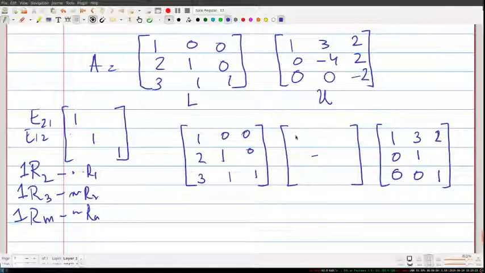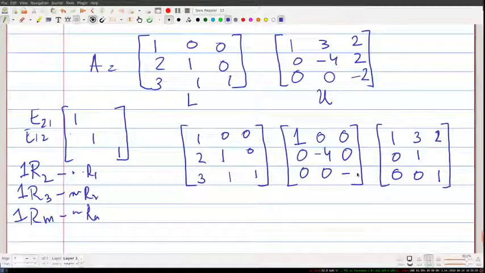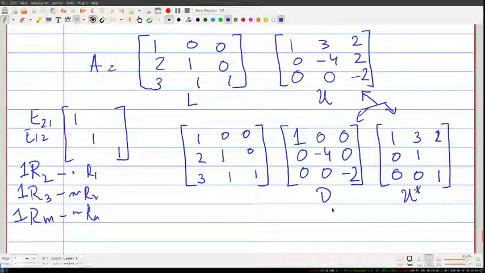So I put 1 here because I don't need to change the first pivot, 0 0. Preserve the first row, put -4 here and put -2 here, right? So that's what I want. And what I want is when I multiply these two together, I get this, right? So this is what I want. Let's call this matrix T, and for now let's call this U star. So T times U star, I want T times U star to give me matrix U.